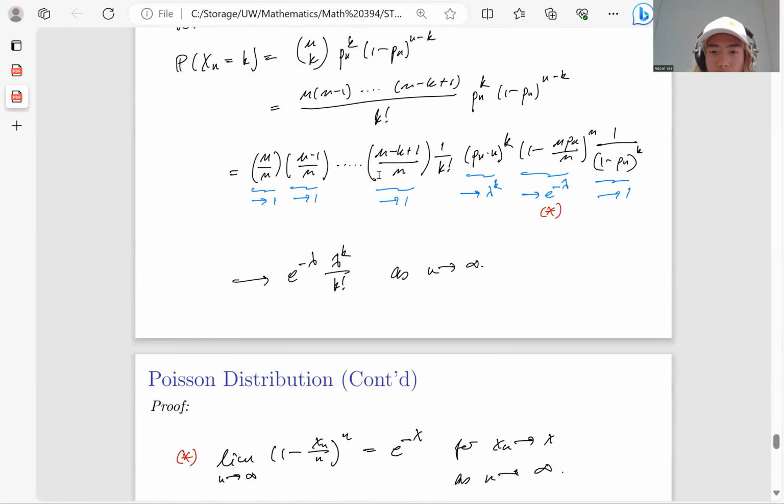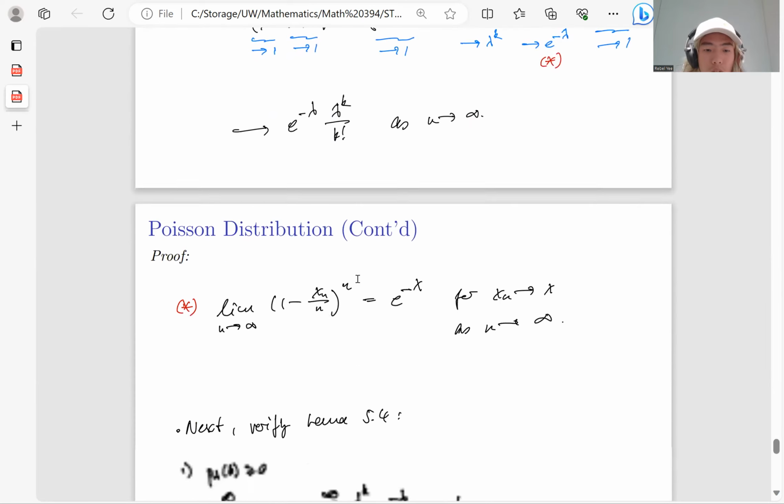So as a result, we combine those terms together, we multiply them out, and we find this becomes e to the power of minus lambda times lambda to the power of k, which is here, and left with the denominator k factorial. So that's the case in this proof.